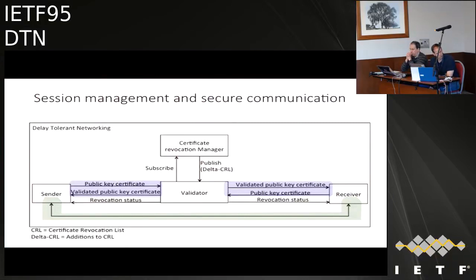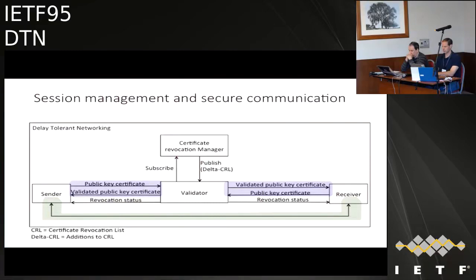And upon receiving such a certificate, the receiver will send its public key certificate, that's the arrow from the right-hand side to the left-hand side, to the validator. Validator does exactly the same operation as it did before and sends a validated public key certificate to the sender. Now, during this interaction, the validator is going to record the interest for the sender on the receiver's public key and for the receiver on the sender's public key. So this is how the validator knows the interest in the certificate.